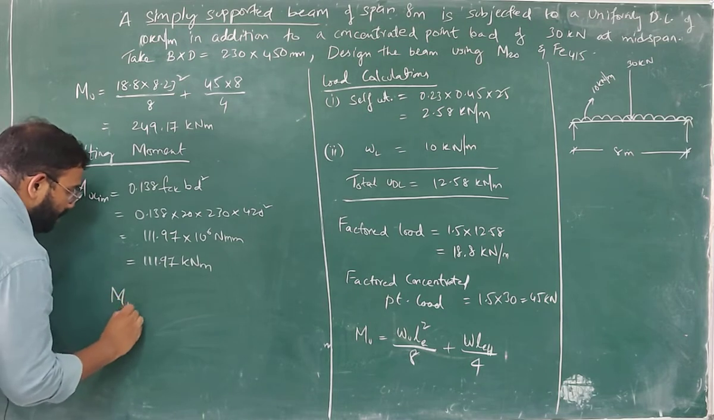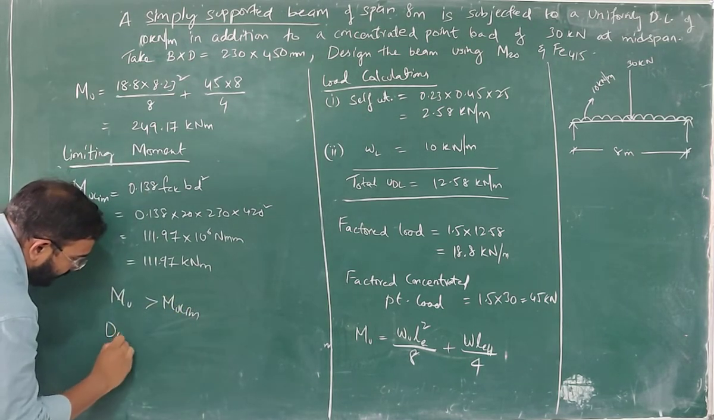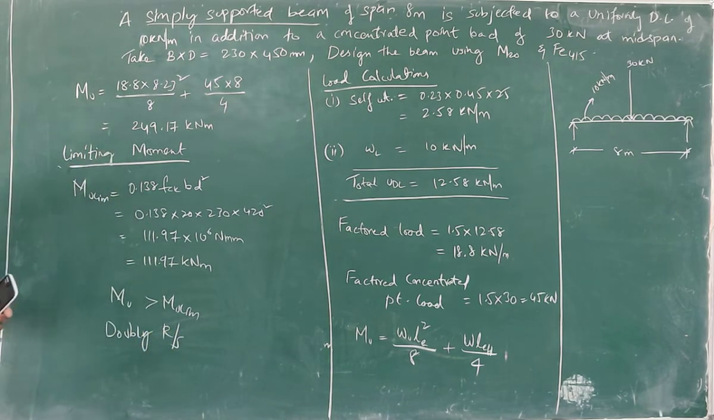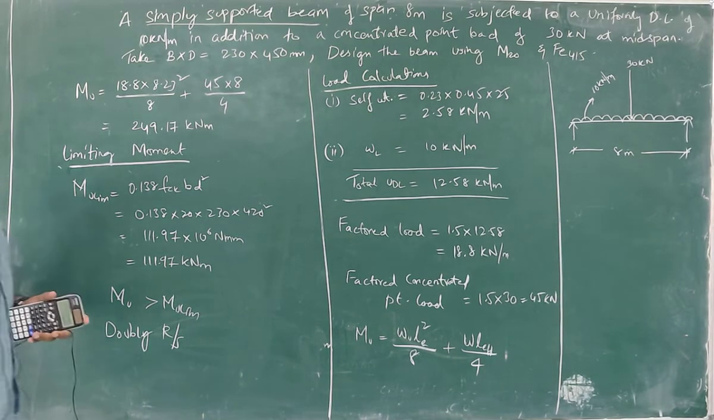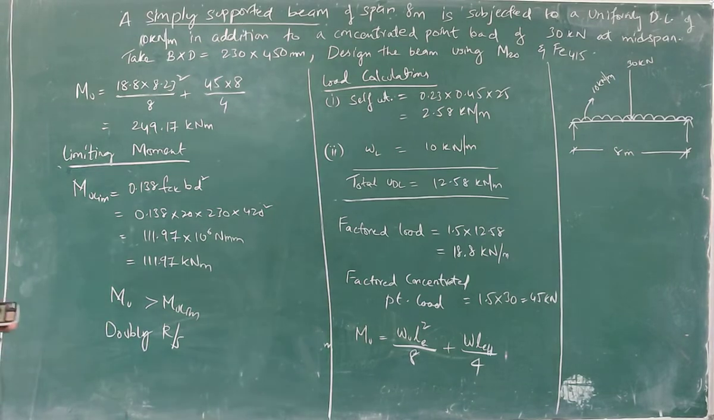Now Mu is more than Mu lim, so the section will be a doubly reinforced section. What do you mean by doubly reinforced? You require reinforcement in the compression as well as in the tension zone. So we'll go for the calculation of reinforcement now.